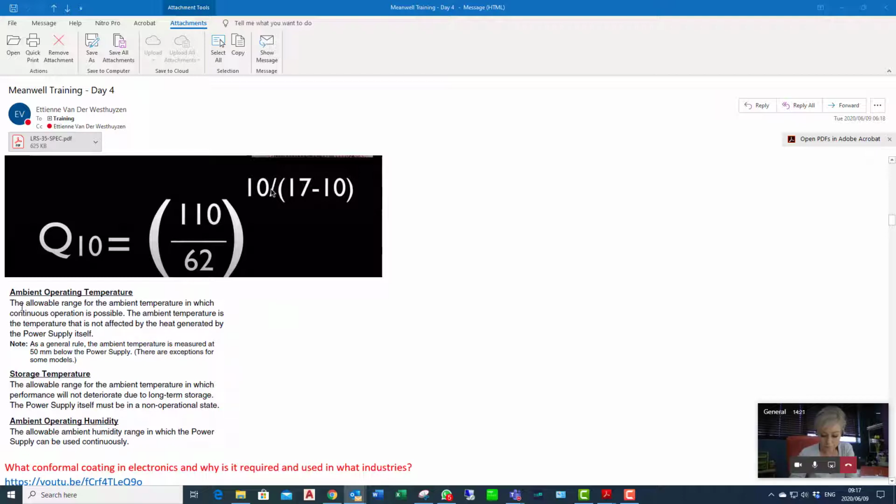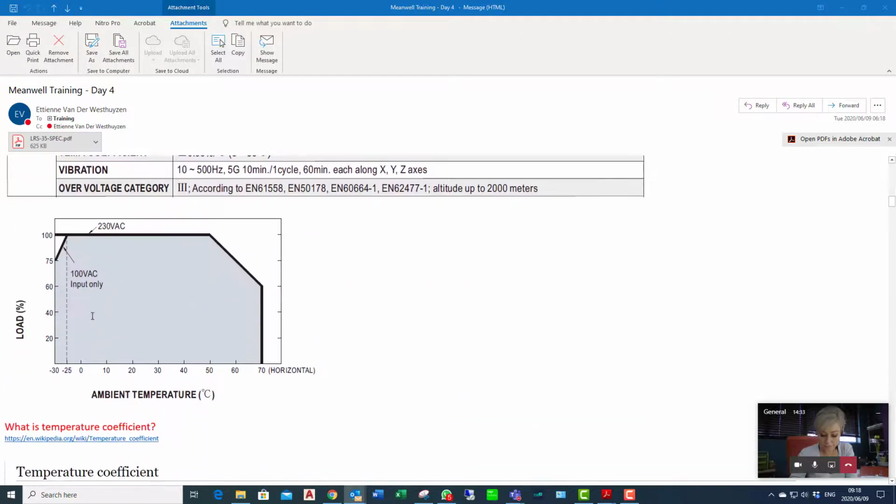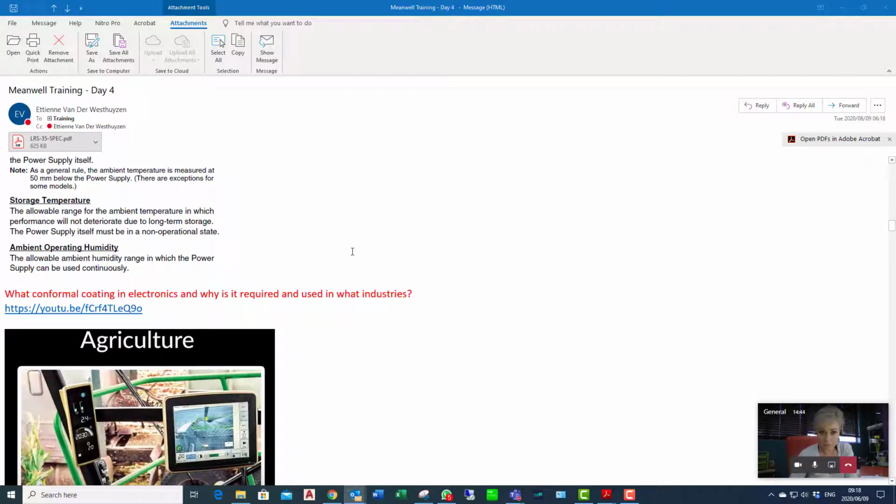Just explaining ambient temperature: the allowable range for the ambient temperature in which continuous operation is possible. So I think that's the most important summary, and what most people care about is that. And then coming back again to what I said, always try and offer 60% load, which will give you the maximum temperature environment when you size a power supply for someone.